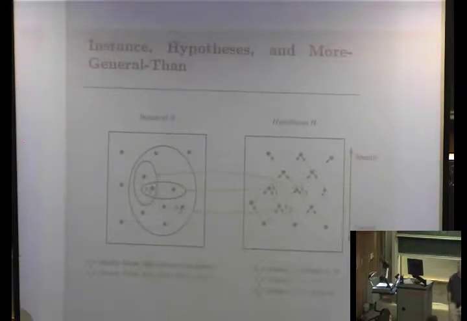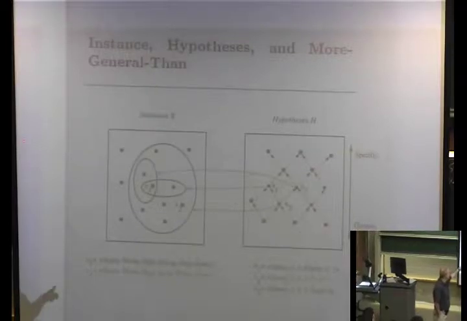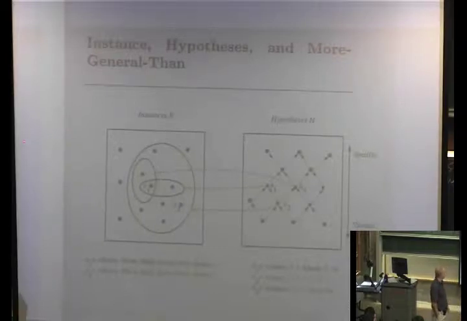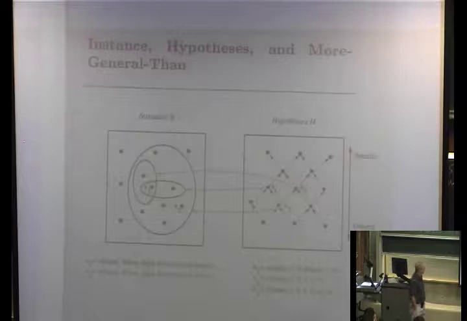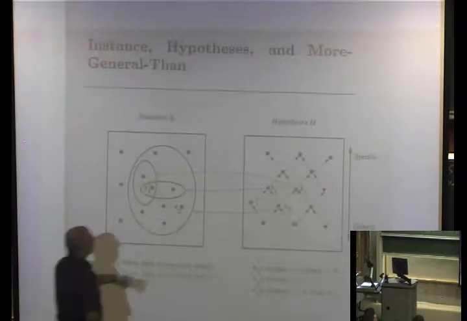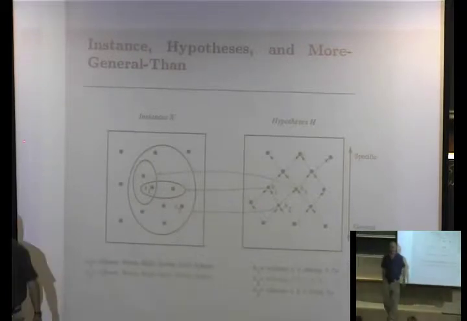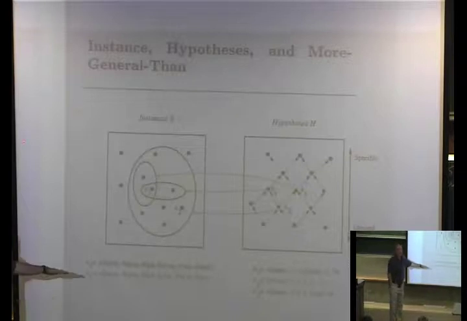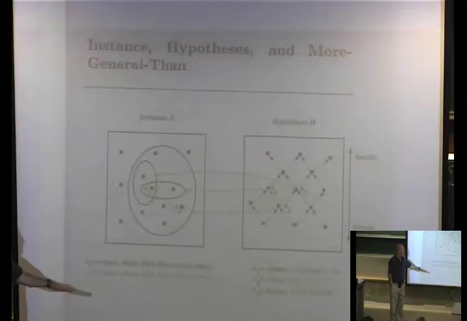Okay, what we have here is the two spaces we've been talking about. The input space X on the left, or sometimes called instance space. Instance and input are the same thing. Or the hypothesis space H on the right. Every point in the hypothesis space corresponds to a subset of the input space. This traces the little algorithm that I showed you last time, where you start with the most specific hypothesis and you relax it as you see more and more positive examples.